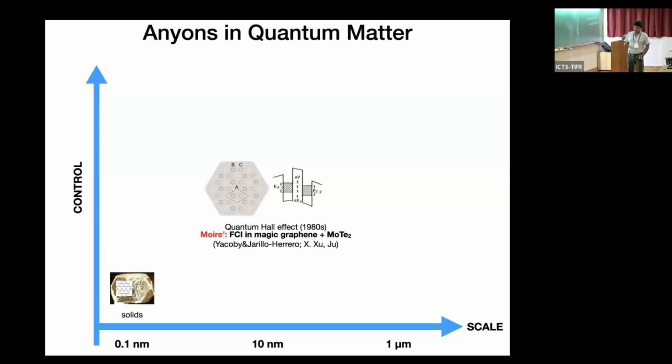The traditional place we have worked in condensed matter is down here, the atomic scales. Again, there are states that have been proposed that have anyons, also called quantum spin liquids, but they've been very hard to realize in experiments.